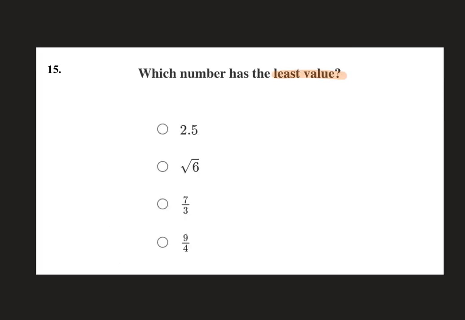Which number has the least value? Okay, so what I'm going to do here is just tell you how to make these numbers decimals and let you take over. I know to do square root, I have to do second root, and to make a fraction a decimal, I have to divide. So you need to make all of the numbers decimals and choose which one is the smallest.